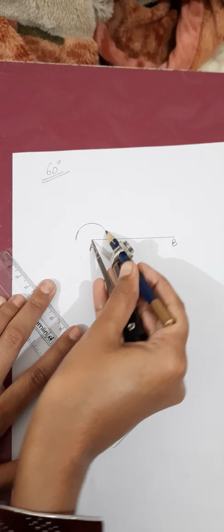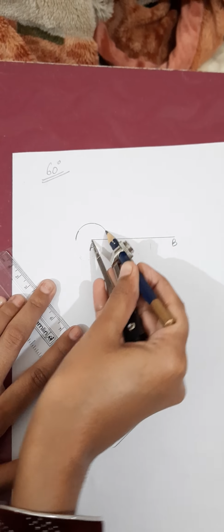This is your 60 degree angle. That's it. Okay. Next is your 30 degree. Now when you have to do 30 degree, I know that 30 is the half of 60 degree. What I'm going to do is, I will again make an angle of 60 degree. How? Again the same concepts.